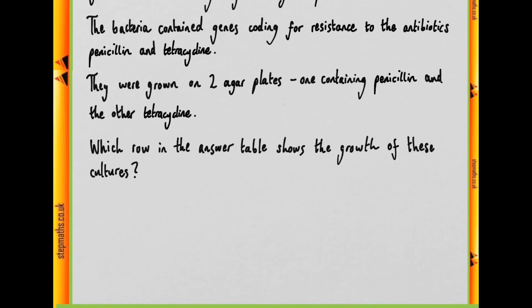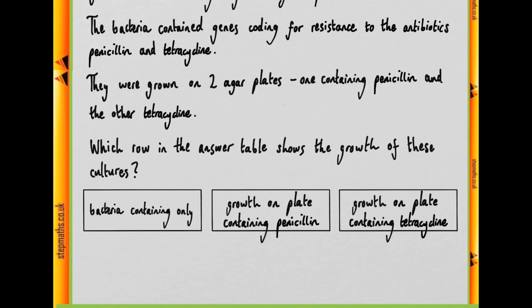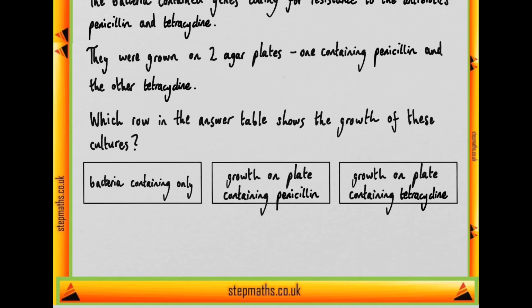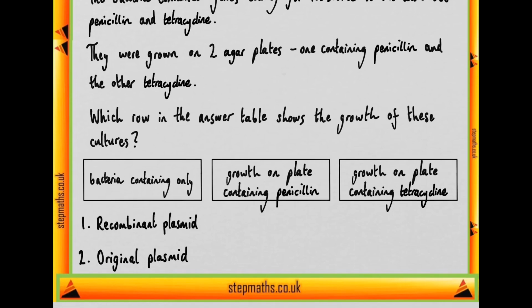We're then given an answer table, and we're asked to identify the row which shows the growth of these two cultures on the two sets of agars. So here are our column headings, and we have two rows per answer row, each row relating to either the recombinant or the original plasmid.